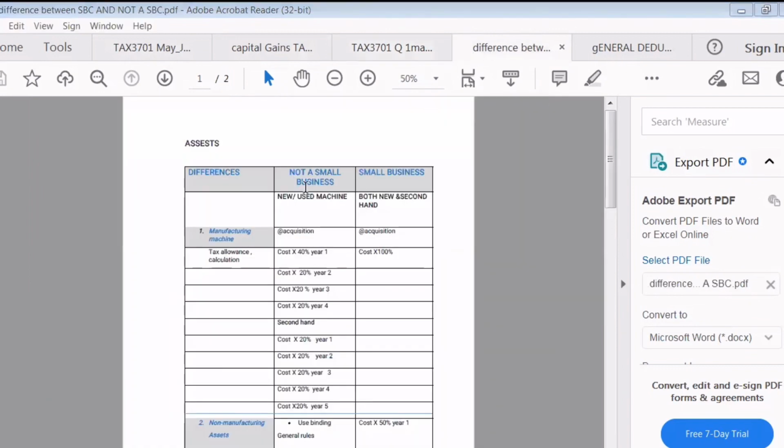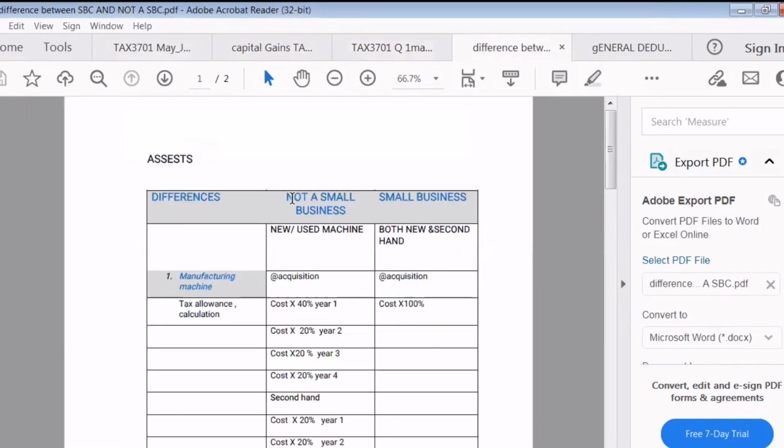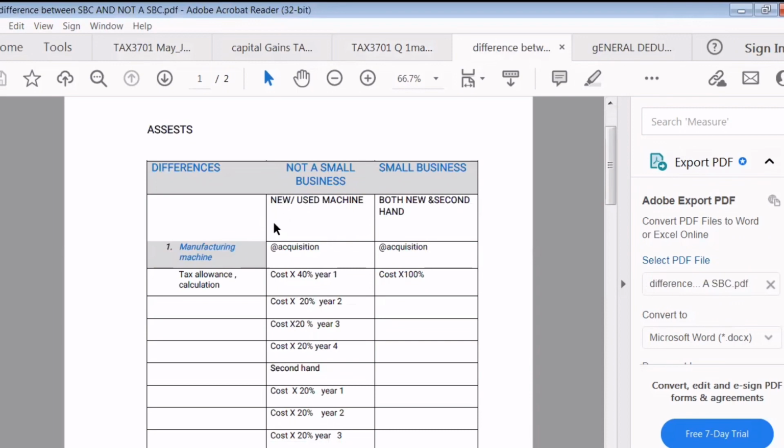Then from there, you ask yourself this question: what kind of a company am I dealing with? I'm not dealing with a small business. Then the machine that I acquired, is it a new machine or a second hand? It is a new machine. So for a new machine, the cost that you incurred, you claim 40% in the first year. Then in the subsequent years, you claim 20, 20, 20. In other words, you claim the costs that you incur on buying a new manufacturing machine over 4 years. If you add these, it gives you 100.